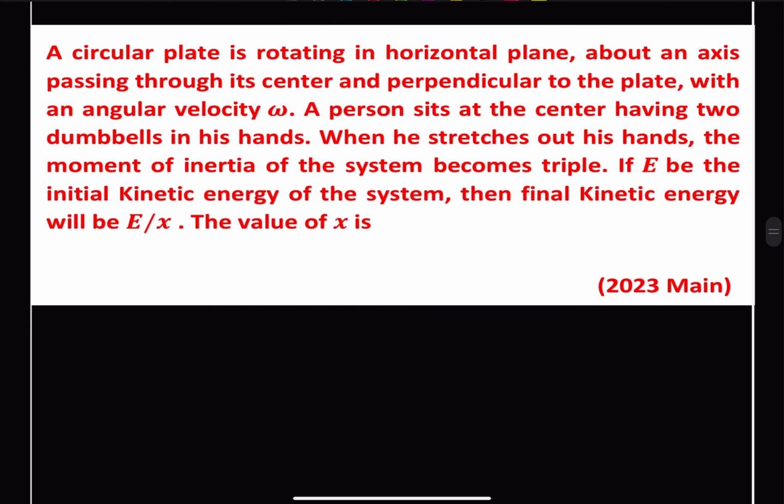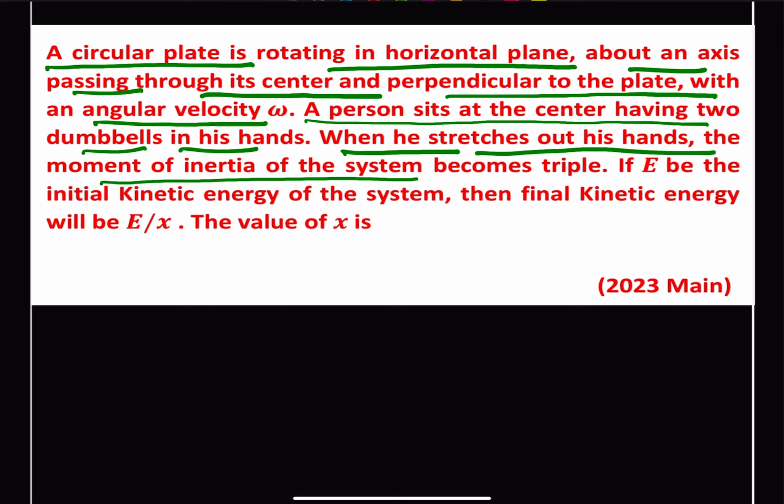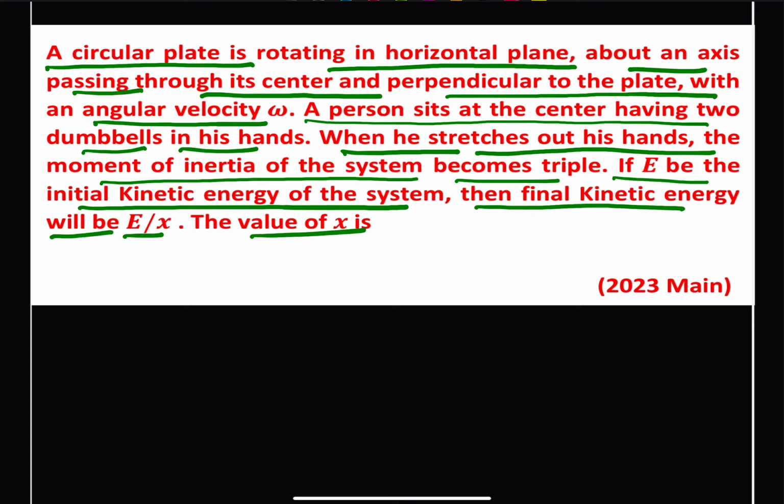It states that a circular plate is rotating in a horizontal plane about an axis passing through its center and perpendicular to the plate with the angular velocity omega. A person sits at the center having two dumbbells in his hands. When he stretches out his hands, the moment of inertia of the system becomes triple. If E is the initial kinetic energy of the system, then the final kinetic energy will be E upon x. The value of x is. So this is basically based on the conservation of angular momentum.